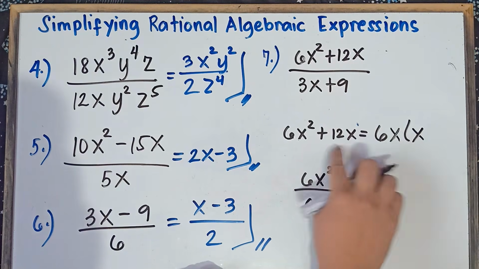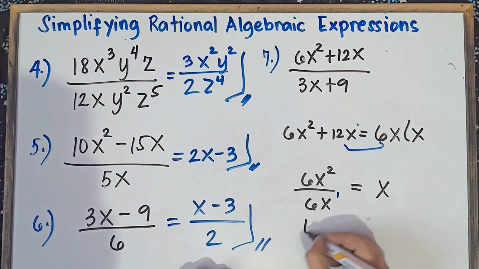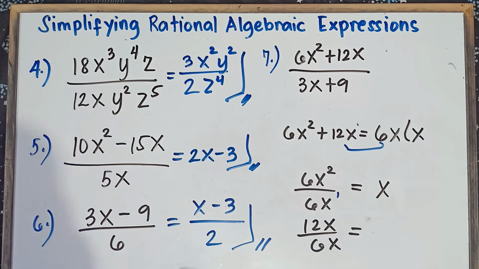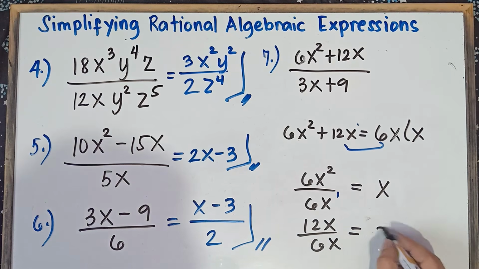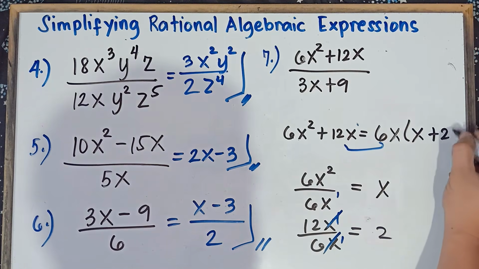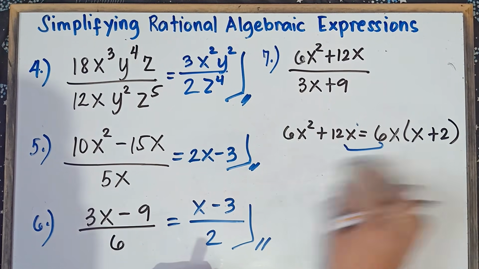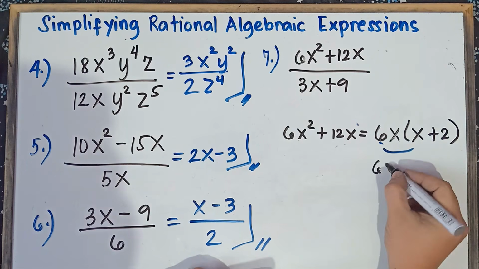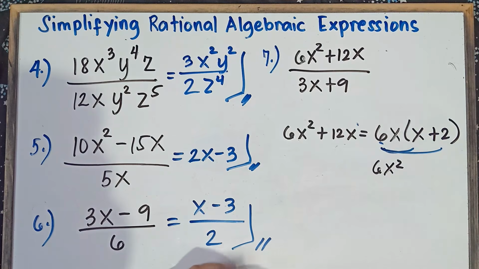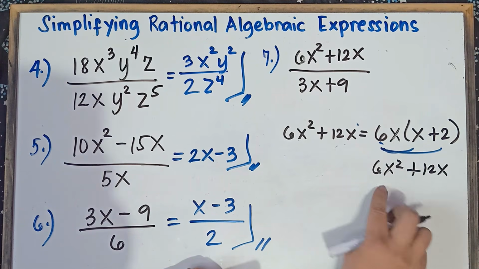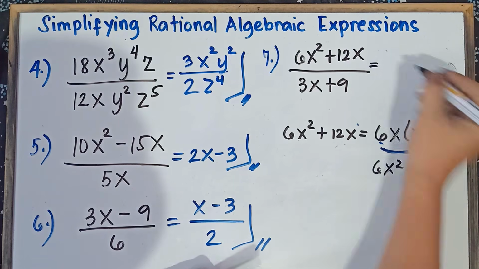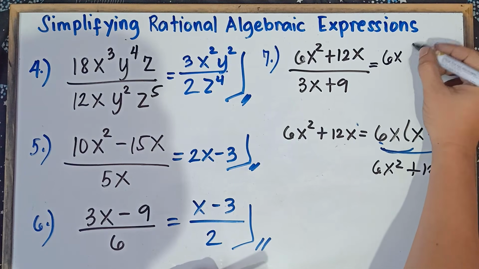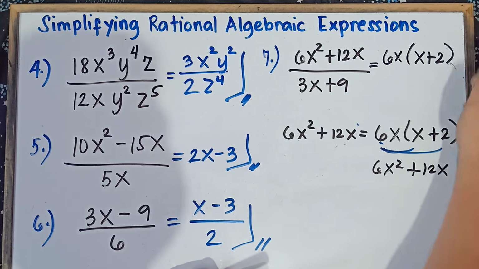Alright, and then 12x divided by 6x. 12 divided by 6 is 2. Simply cancel x, same variable and same exponent. So that would be positive 2. Once again, class, you can always double check your answer by distributive property. 6x times x, that would be 6x squared. 6x times positive 2, that would be positive 12x. Yup, you will have the same answer. So therefore, this will be 6x parentheses x plus 2.